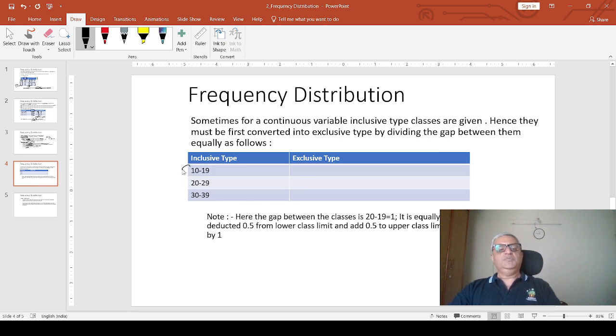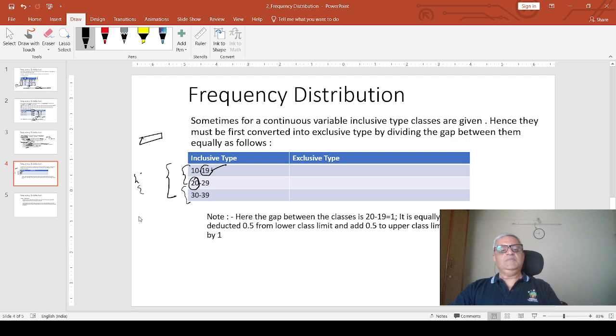So why is this particular one an inclusive type? There are two ways to notice. One is there is a gap. Yes, there is a gap in inclusive type, right? So 19 and 20, 29 and 30. Now I have to convert it to exclusive type. So how do I convert it to exclusive type? Suppose these variables are in decimal point, and my classes given are inclusive type. I need to convert it into exclusive type.